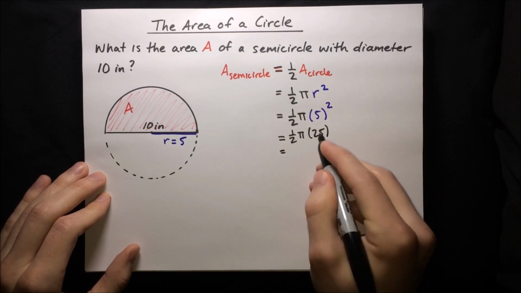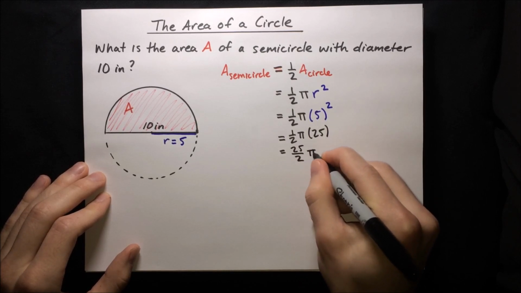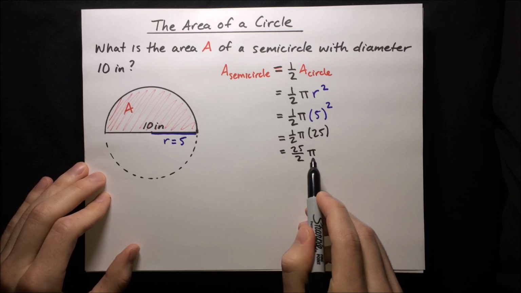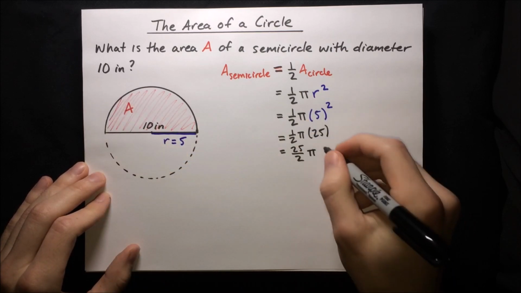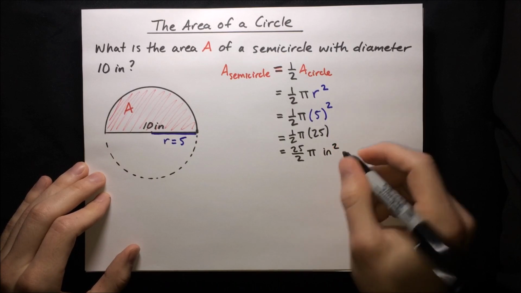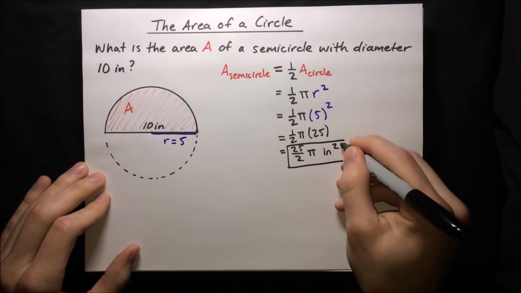So really just 25 over 2 pi. And remember, we need units. We have the diameter in inches, so area is going to be inches squared. So that's the area of the semicircle.